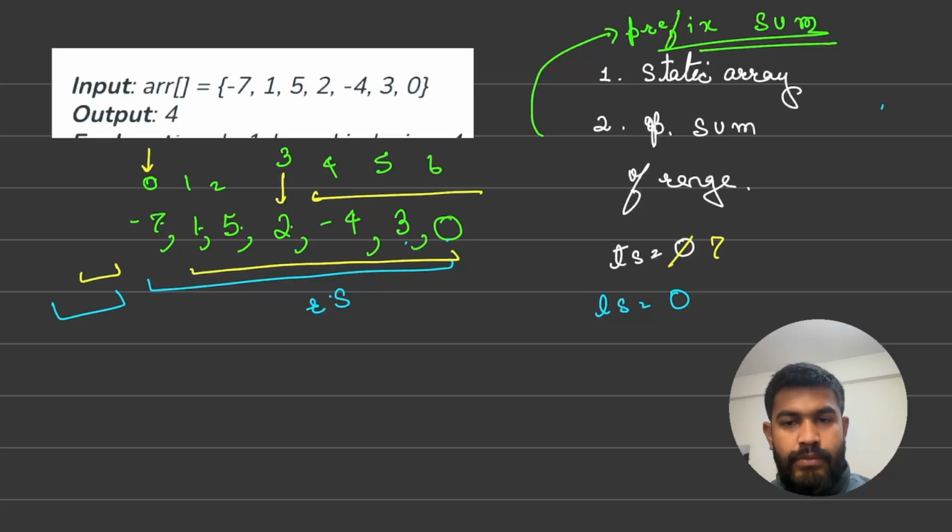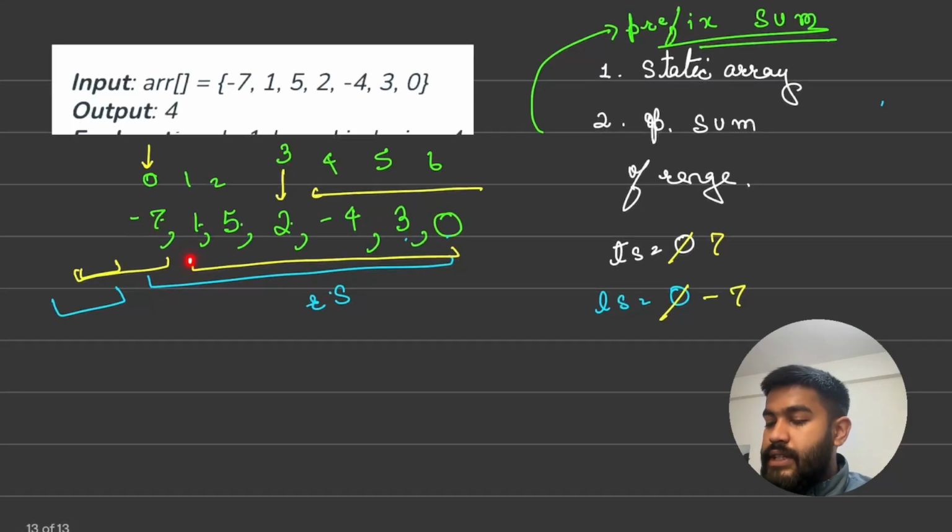No, it is not. So let's move forward then. Now the next thing we should do is add up this element into that side. Add up that element. So 0 plus minus 7 is equal to minus 7. Now we can say that the sum of this side is this and this side is this.